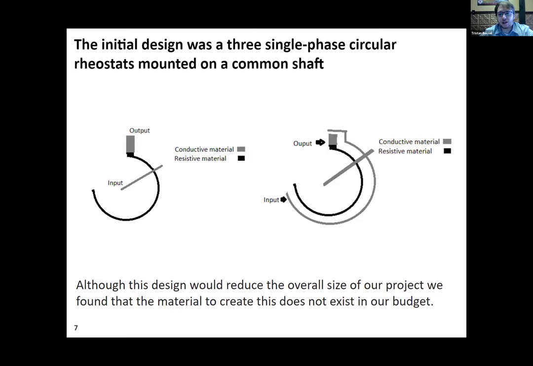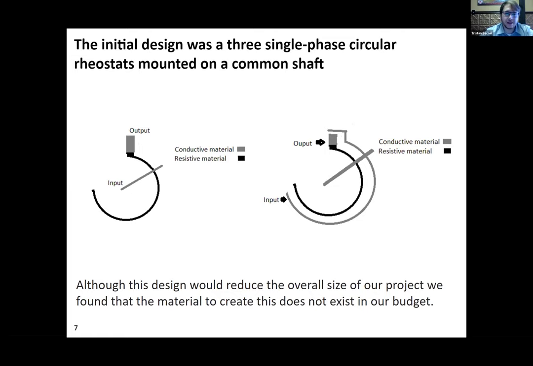Then we looked at making it larger. We ran into problems with that. A, being larger makes it a little bit heavier and harder to move around. And then it would also require a stronger motor to turn the wipers on a bigger rheostat.